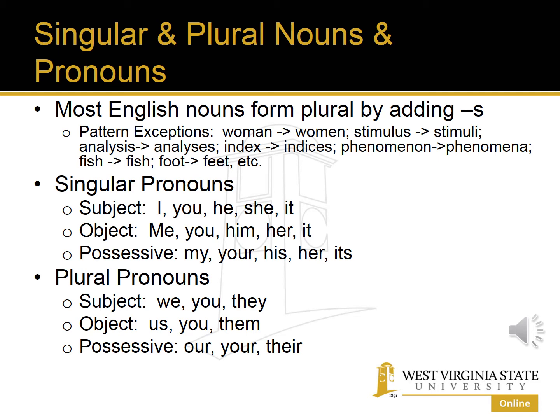Then we also have the problem with the pronouns in the objective case. So singular pronouns are me, you, him, her, and it. And the plurals are us, you, and them. And then with the possessives, we have my, your, his, her, its. Those are the singular possessive pronouns. And the plural possessive pronouns are our, your, and their.